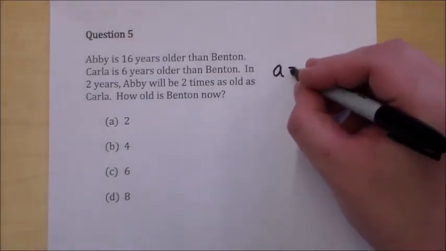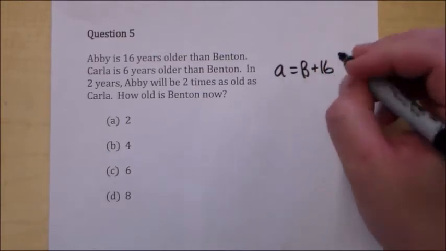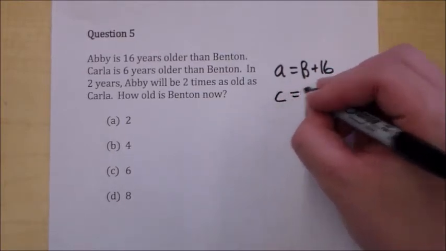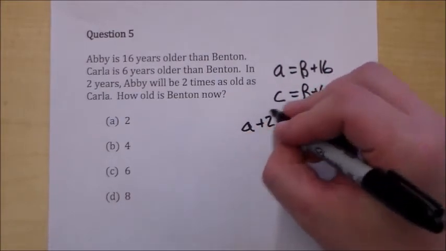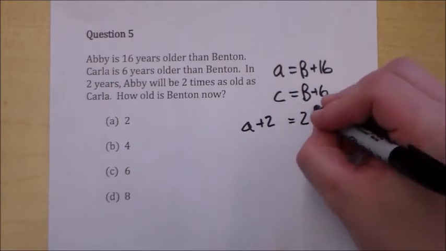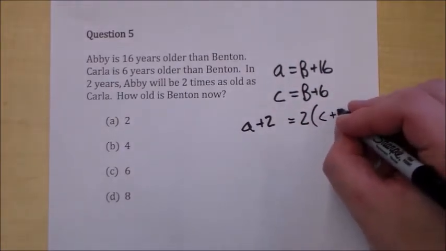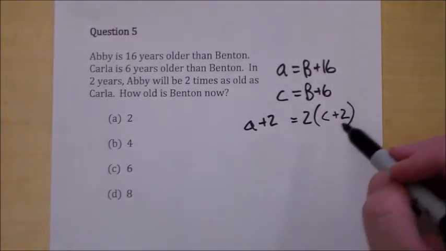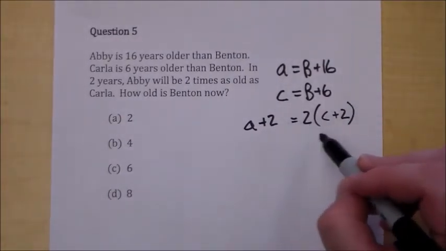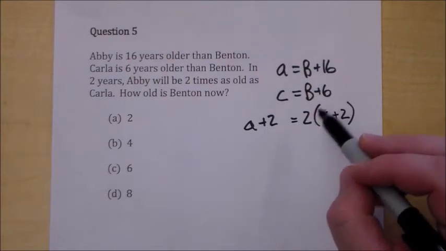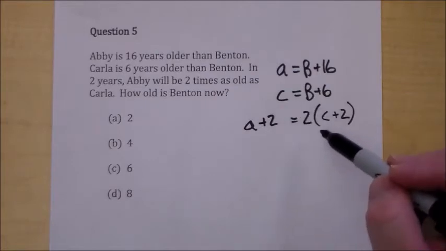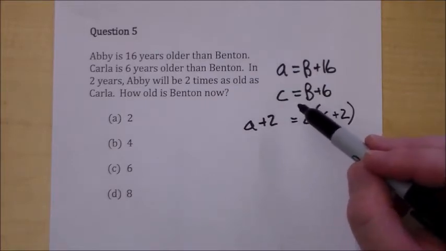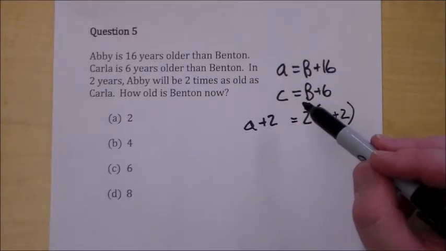Okay, Abby is 16 years older than Benton. Carla is 6 years older than Benton. In 2 years, so Abby plus 2. Abby will be 2 times as old as Carla plus 2. Okay. We want to figure out how to get the same variable. And we're like, well, if we substitute this for A and this for C, then we're only dealing with B's. And if we're only dealing with B's, we can solve for B. And if we know how old Benton is now, we can figure out everything else we need to know.